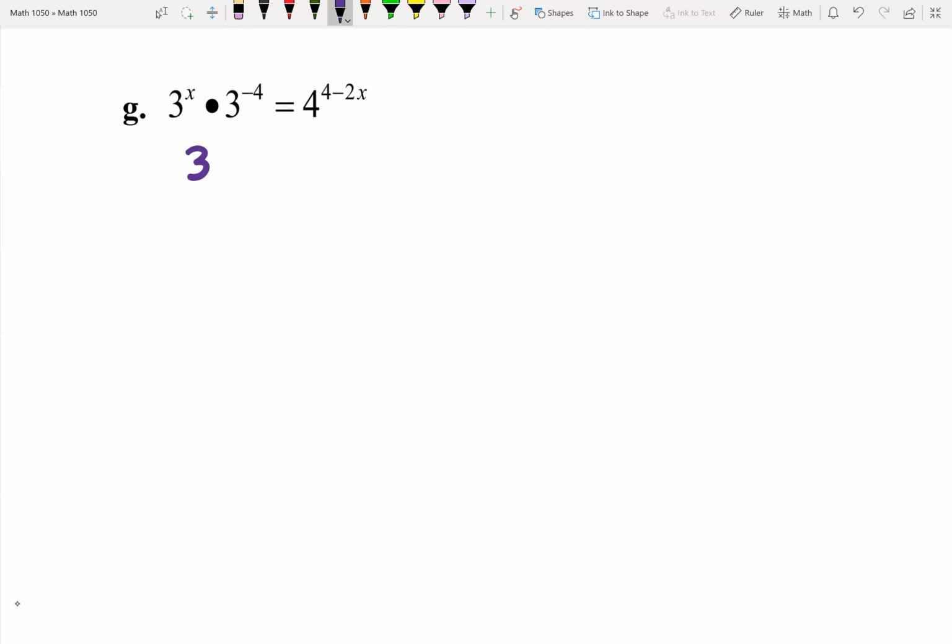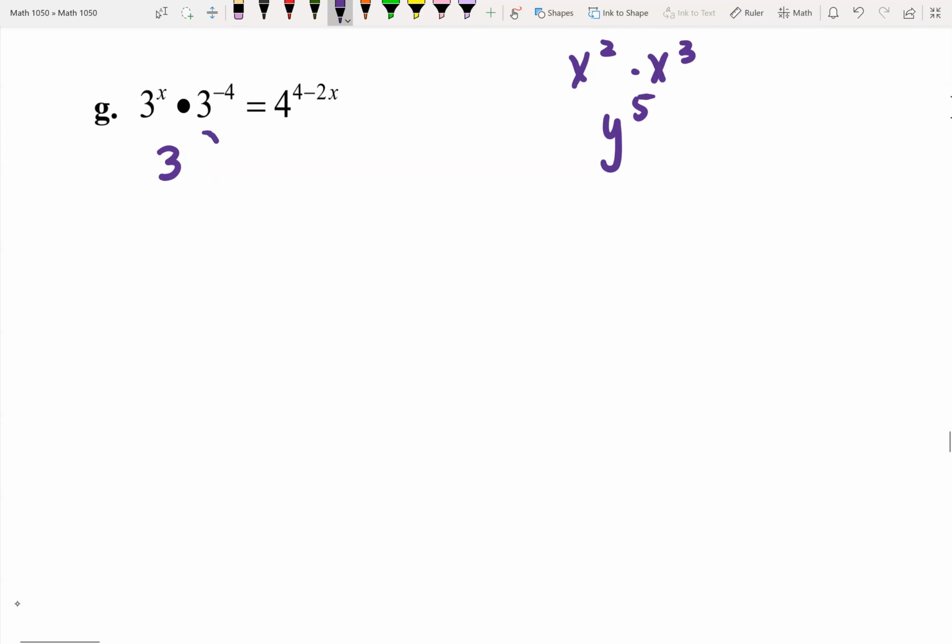If the bases are the same, the base is going to stay the same. It's not going to go to a 9. Like if I had x to the second times x to the third, I would never write that as y to the fifth. That doesn't make sense. The base stays 3. What do I do to the x and the negative 4? What do I do to those exponents? Add them or multiply them? Add those. So I'm just going to go x minus 4. I'm just going to put them together.